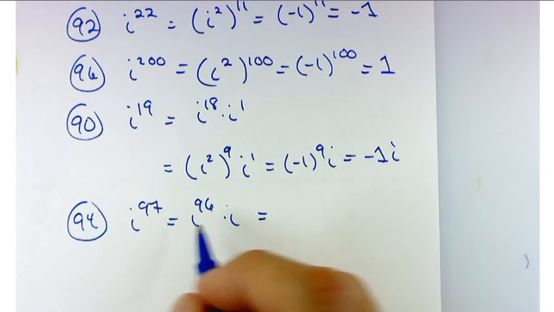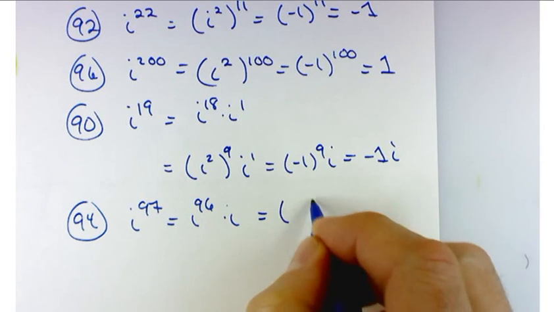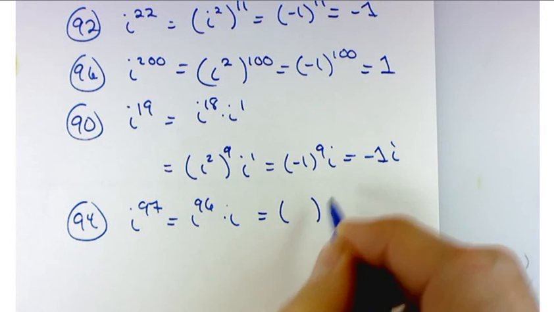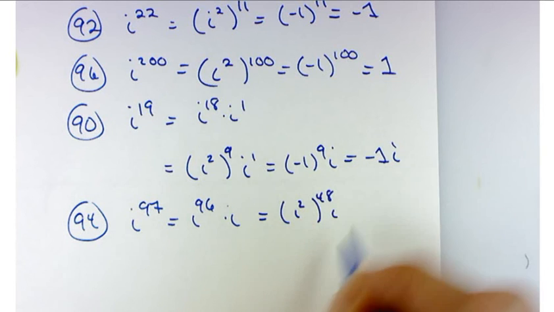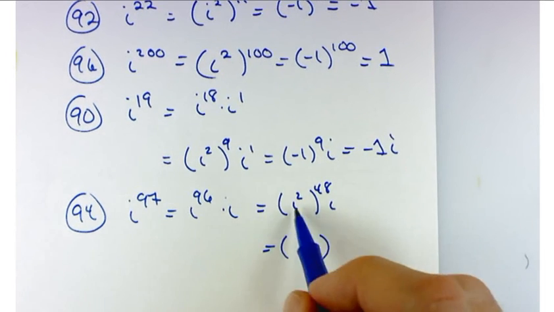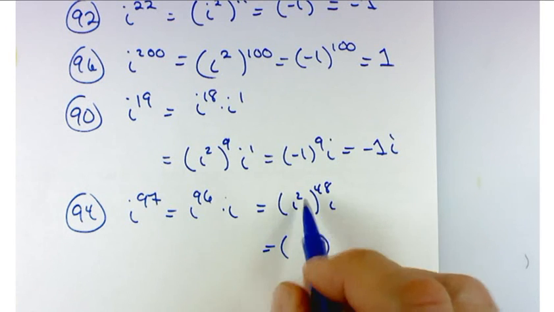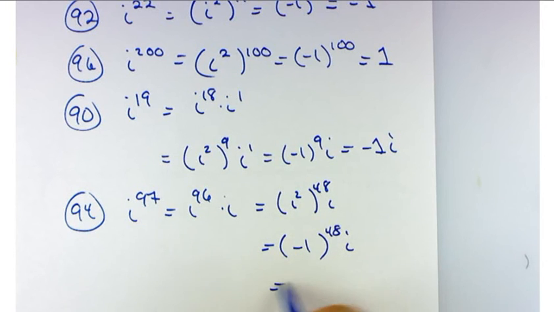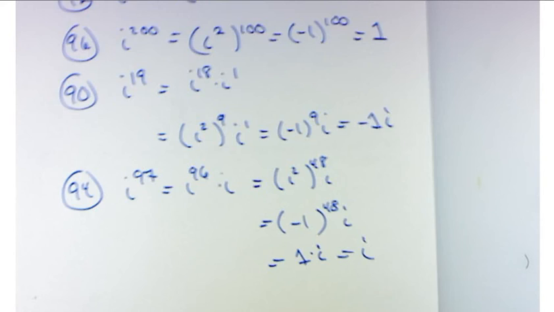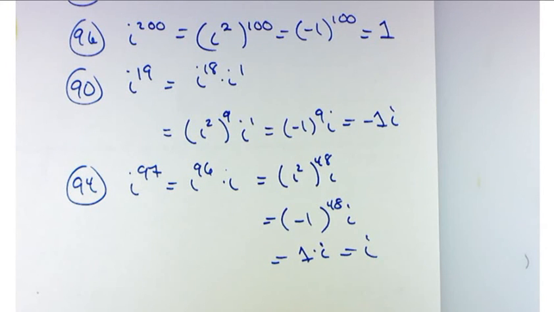Kennedy, how could I rewrite I to the 96th power? Good. And let's simplify that. Jamie, how would this simplify? Good. So it becomes 1 times I, or better yet, just I. Yay. So that's the 4 different things that can happen.